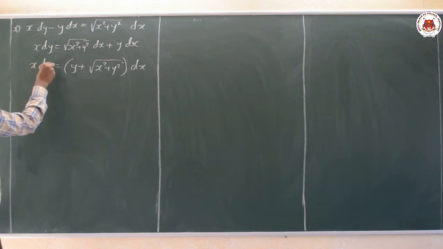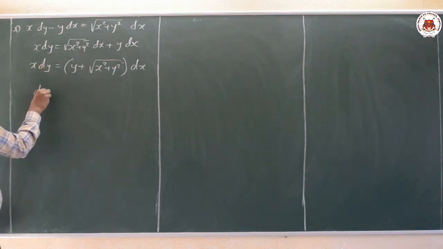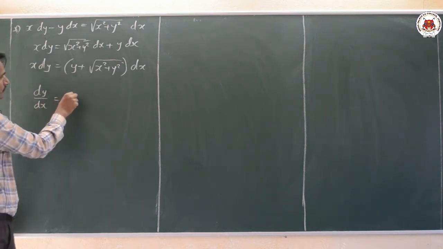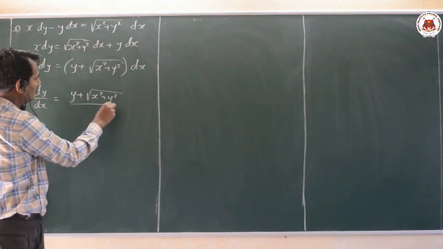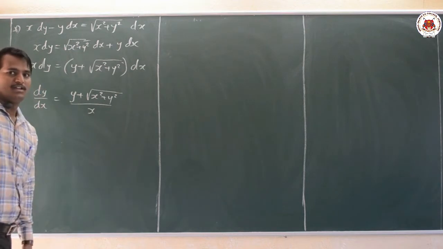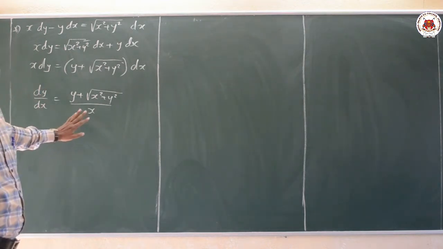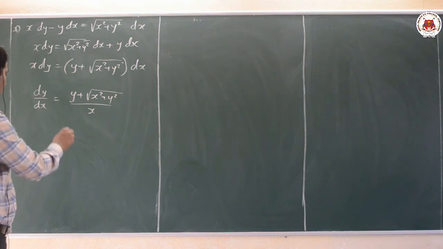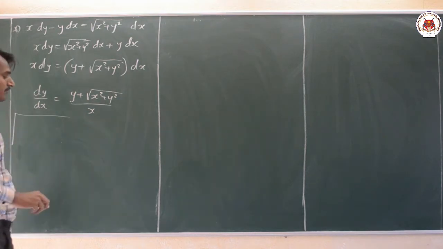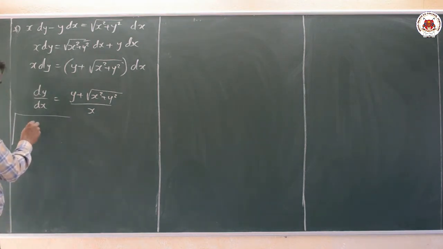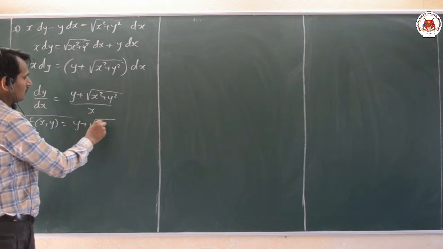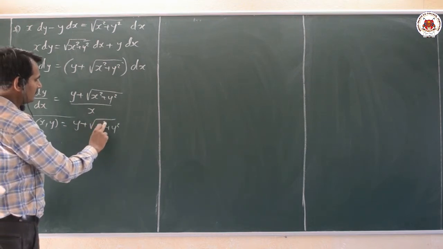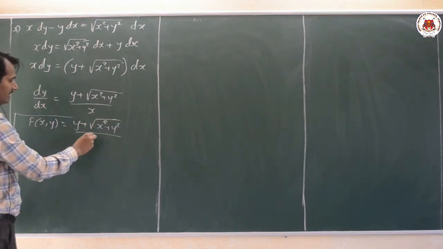That is x dy. That means we can write dy by dx equal to y plus root of x square plus y square, whole divided by x here. Now we shall check whether it is homogeneous or not. How are we required to decide homogeneous? We shall observe that f of x comma y is equal to y plus root of x square plus y square, whole divided by x.